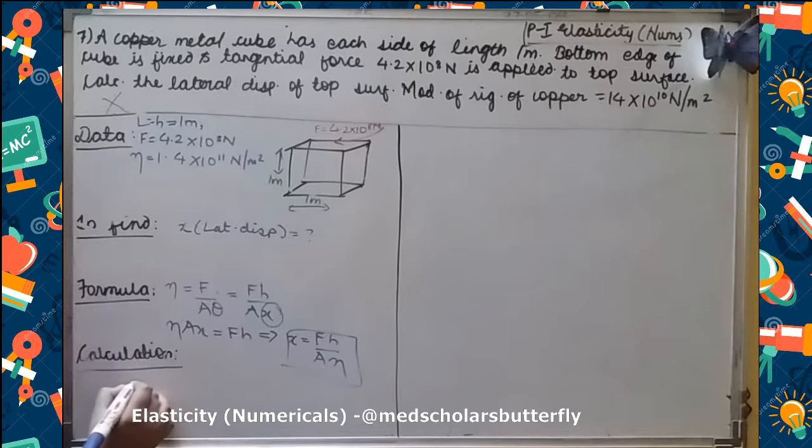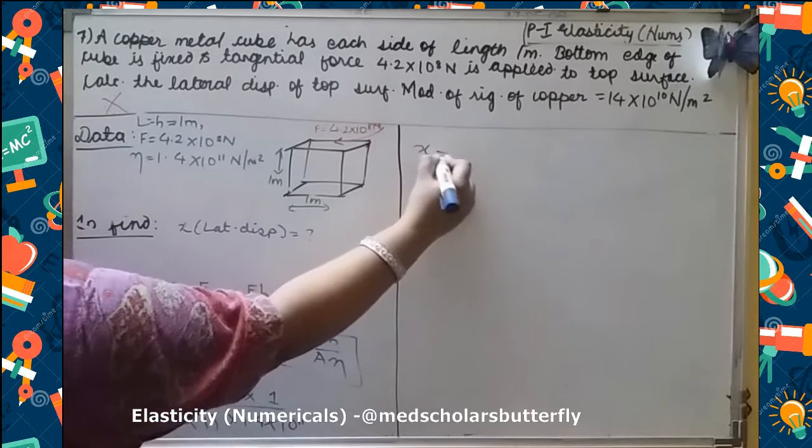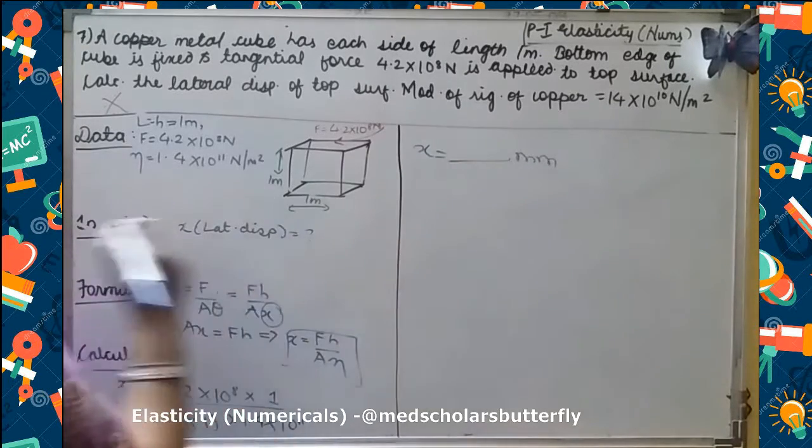We will substitute all the values in this formula. What is F? 4.2 into 10 raised to 8. What is H? 1. Then what is A? A is length into breadth. That means 1 into 1. Eta is 1.4 into 10 raised to 11. When you will solve this, you will get your answer in millimeter.